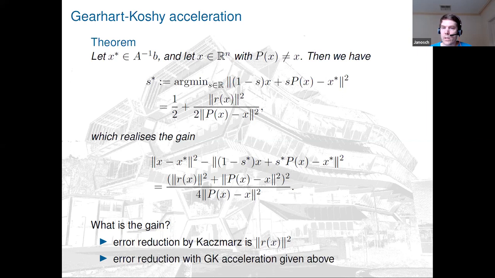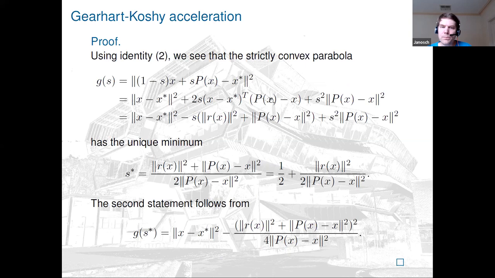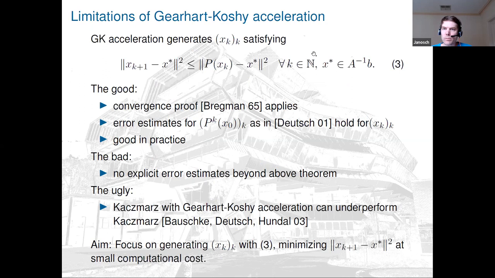So it's a bit tricky to use this error estimate. And then it gets really ugly, because even though Gerhard-Koshy, I call it acceleration, it can actually underperform the Kaczmarz method. And this is basically given in an example by these three people here. I don't know whether Heinz is here. I haven't seen him, but I cannot look now.